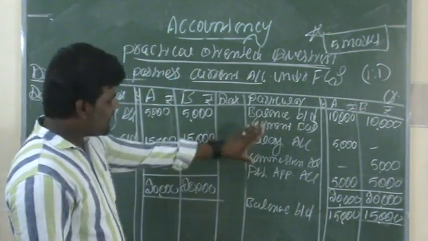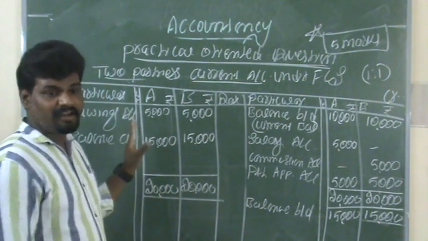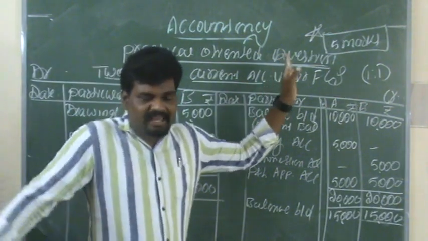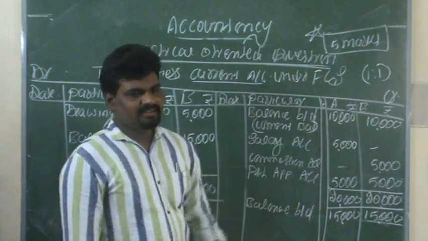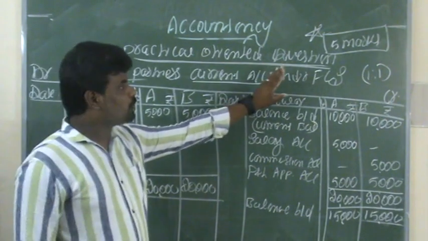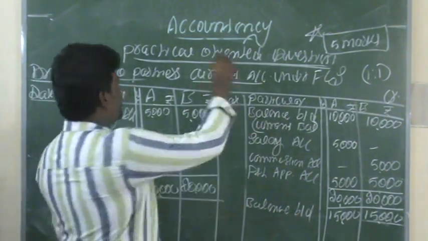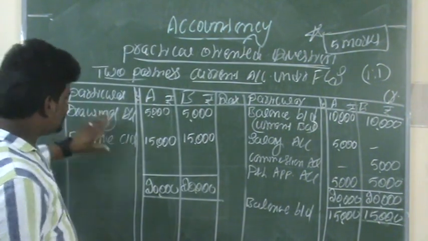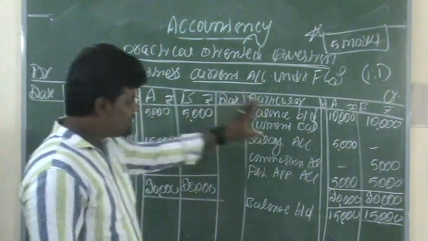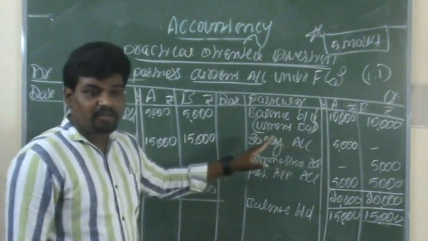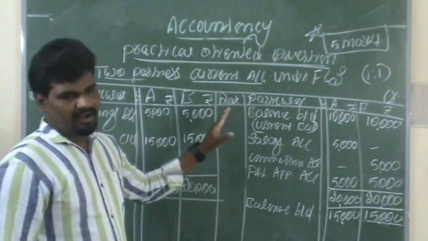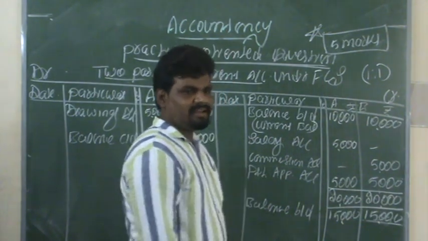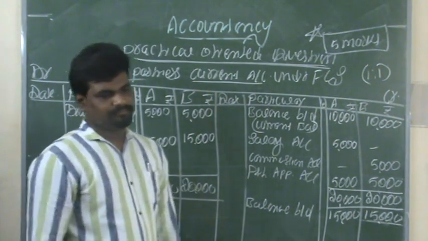So here these are the various transactions we can record at the time of preparation of two partners' current account when the capitals are fixed capital system. This is a very important question for 5 marks in the practical oriented questions. So here, 5 transactions in the debit side, 1 transaction in the credit side, totally 5 transactions we have recorded in this account. This is the preparation of partners' current account in the fixed capital system.